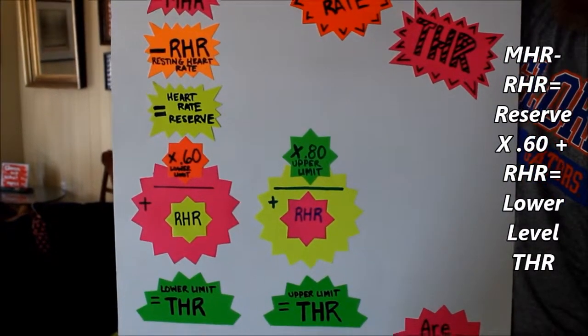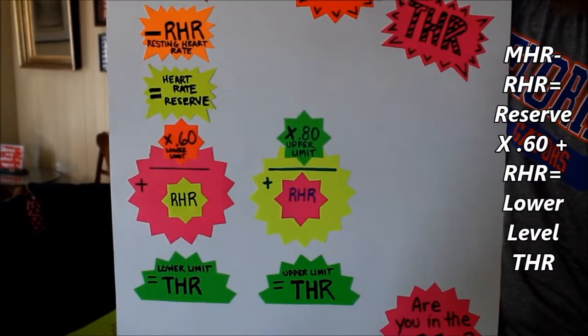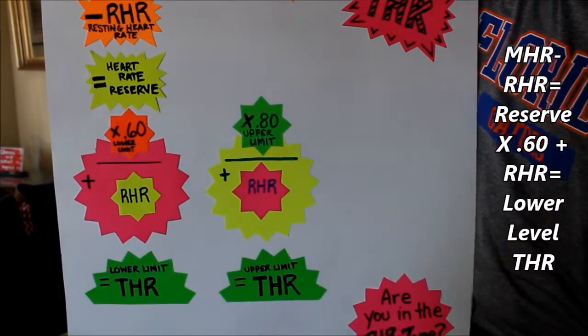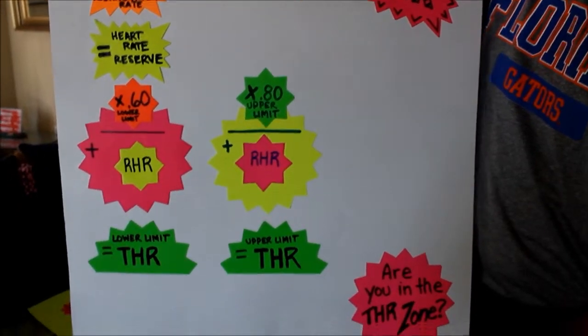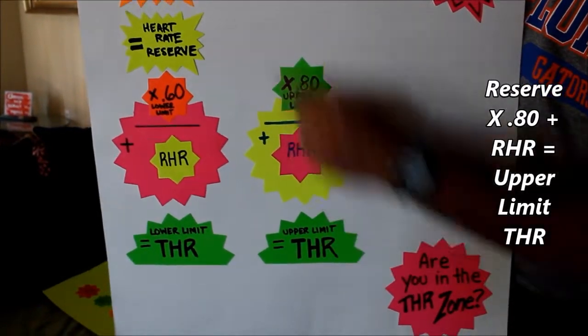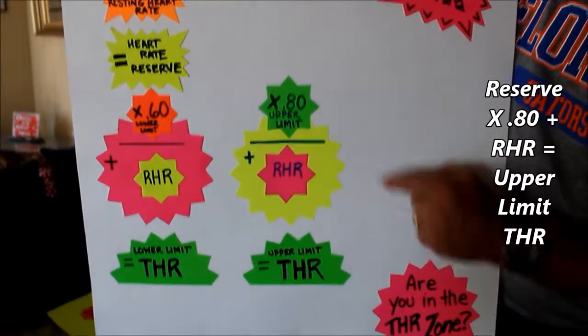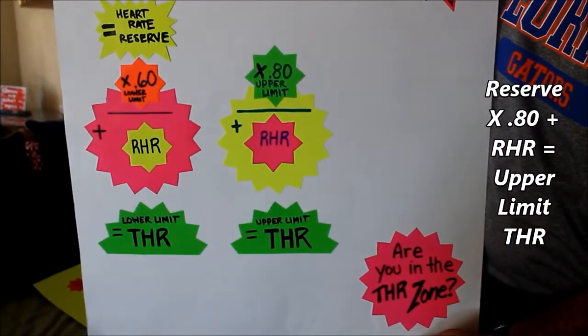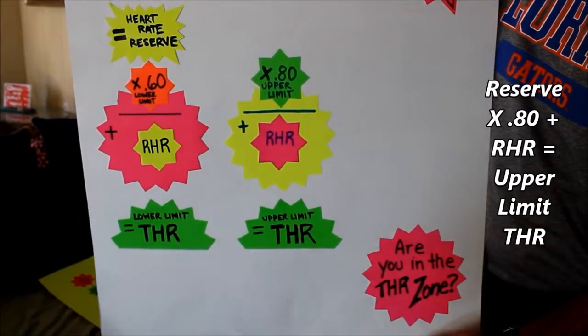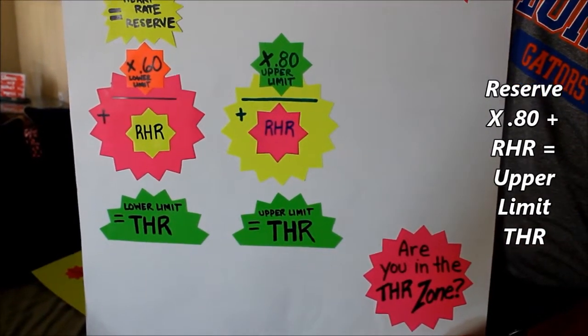Next, for the lower limit, we will multiply times 0.60. Then we will add the resting heart rate, and that will give the lower limit of our target heart rate zone. In order to find the upper limit of our target heart rate zone, we perform the same calculations, except now we multiply times 0.80, then we add our resting heart rate again, and we will find the upper limit of our target heart rate.